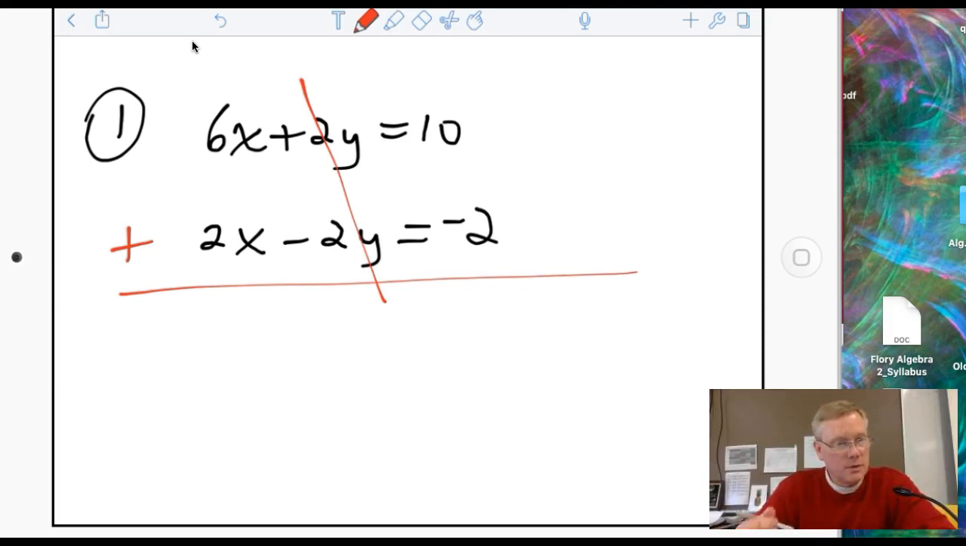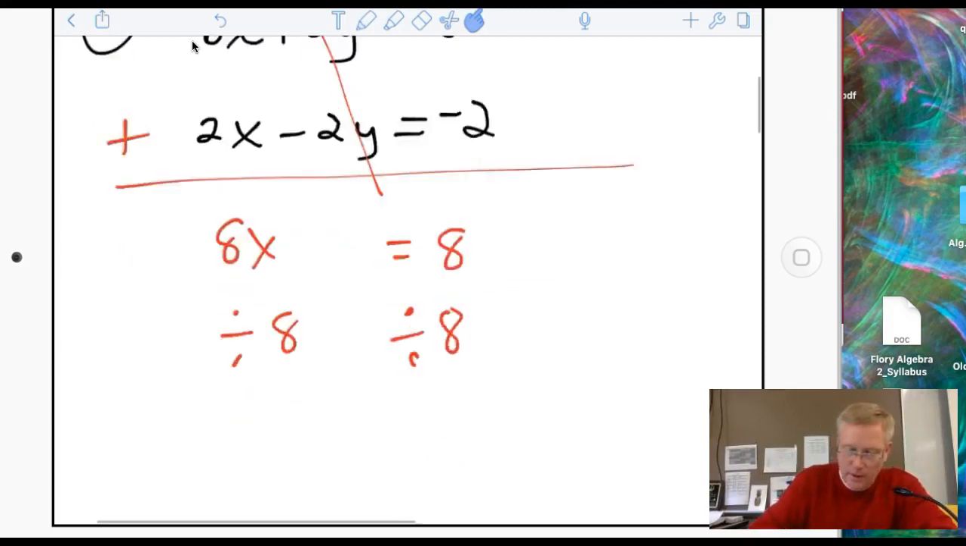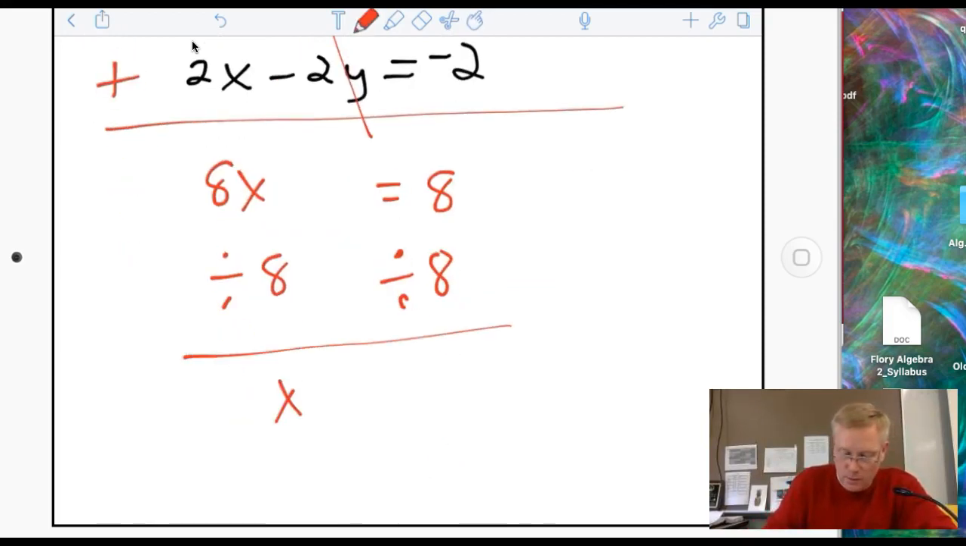Sometimes you might have to do some work to get there, but if you have it set up like this, you can just add straight down. 6x plus 2x is 8x. 10 plus negative 2 is 8. And just like that, I've almost got my first answer. I can divide by 8 now, and I'll get x equals 1. And there's my first answer.